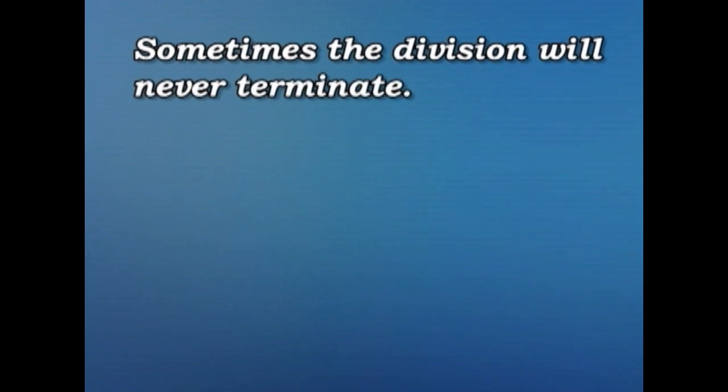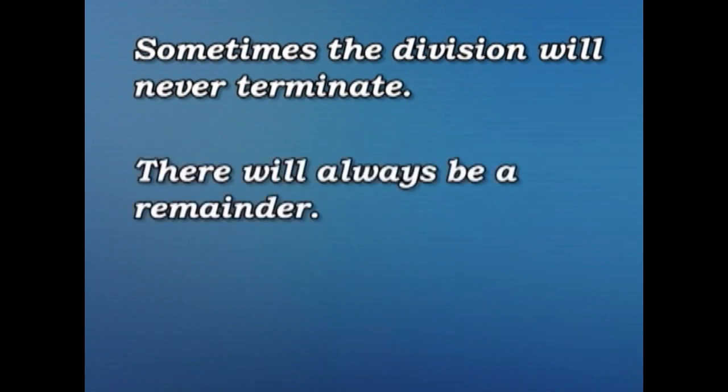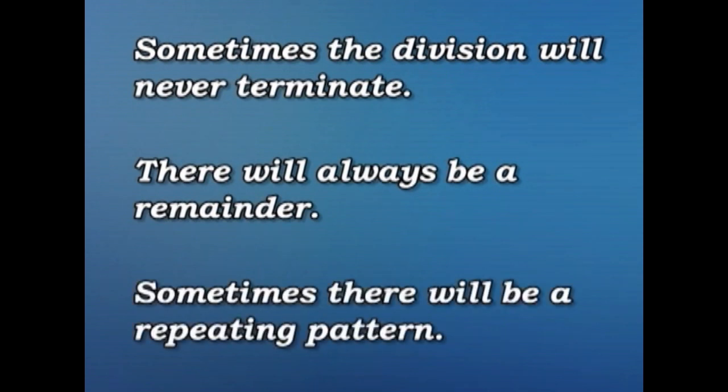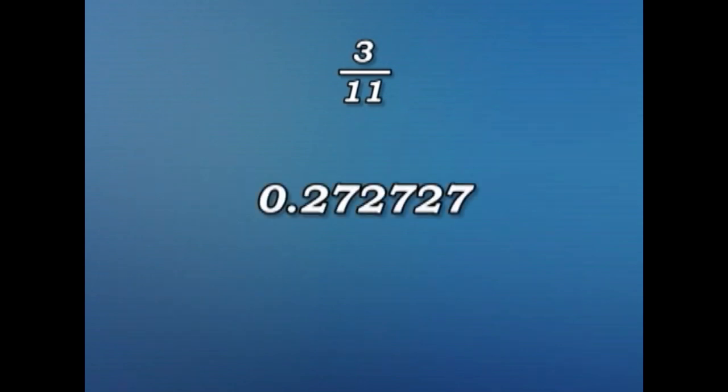Sometimes the division will never terminate, so there'll always be a remainder, and sometimes there'll be a repeating pattern. For example, 3 over 11 becomes 0.272727. We write 0.27 and we put a line over the 27 to show that it's a repeating pattern.